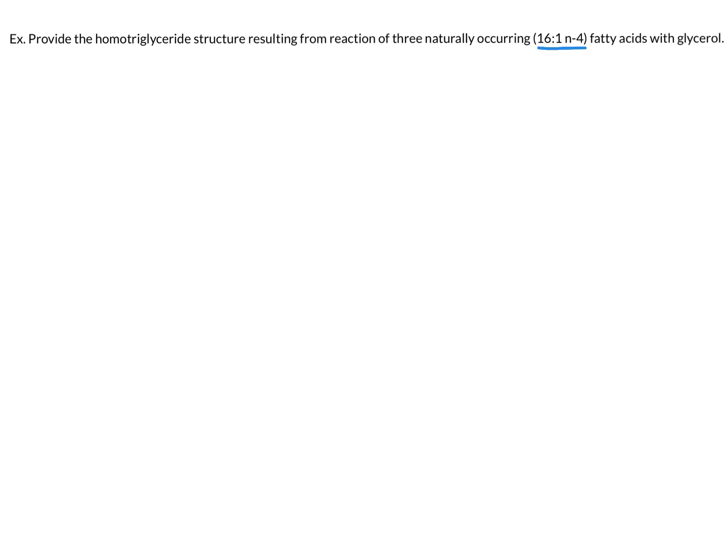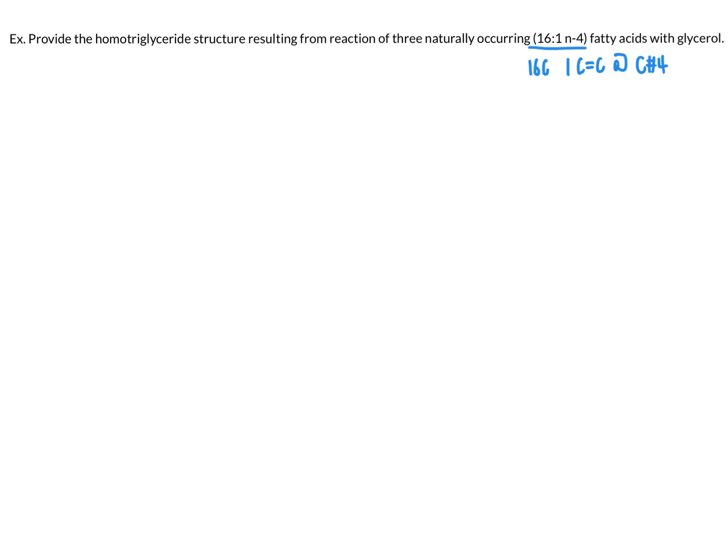When we refer to a 16:1N-4 fatty acid, what that's referring to is that there are 16 carbon atoms in total. There is 1 carbon-carbon double bond, and that carbon-carbon double bond starts at carbon number 4 of the chain, numbering with the end of the alkyl group, the methyl group of the alkyl group being carbon number 1 of the chain.